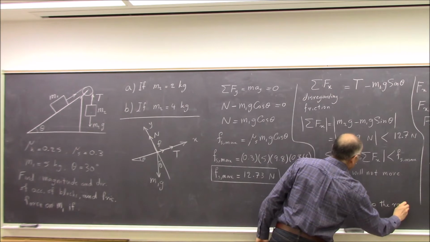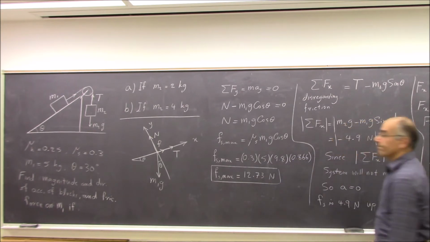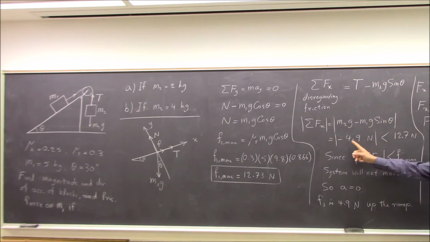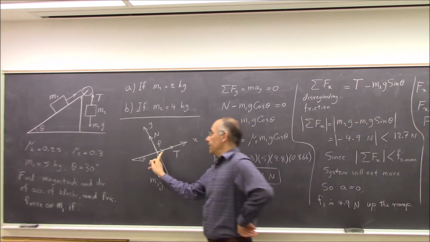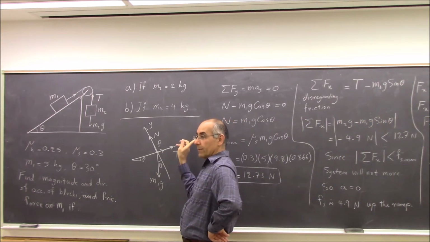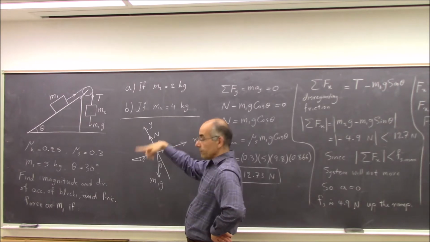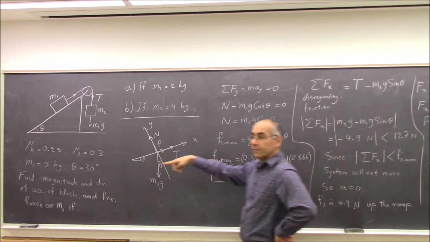Wait, how do you realize that it's 4.9 Newtons up the ramp from that place? Yeah, so sum of all the x components became negative 4.9 Newton. And it became negative because we consider up the ramp as positive. Okay, that means that the sum of the x components is 4.9 Newton down the ramp, right?